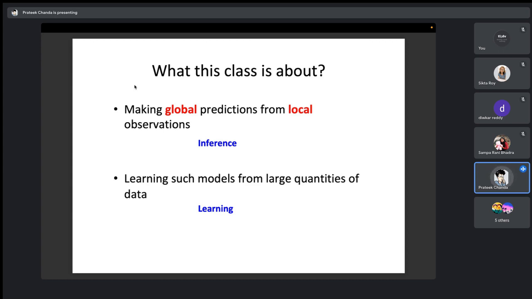and it's broadly called probabilistic inference, or inference in simple terms. And the other concept is learning. So you have large quantities of data, just like what we saw in linear regression and all. You want to learn such models. And so there are two aspects: one is inference and one is learning, and we would be covering both of them as part of this lecture series.